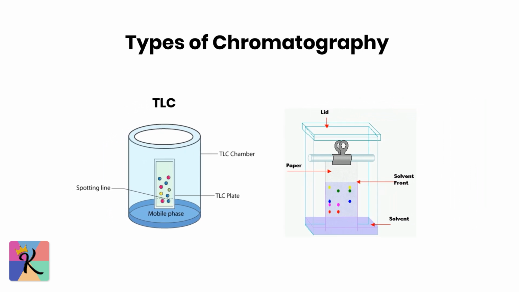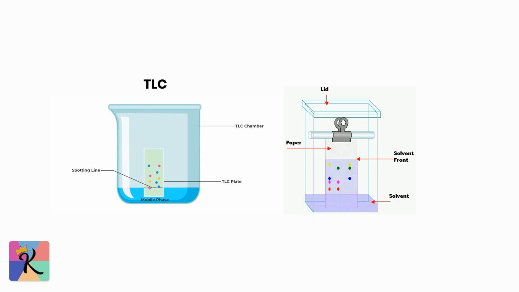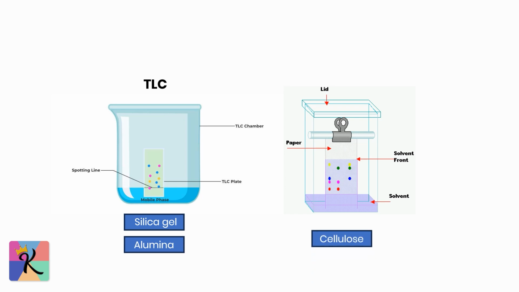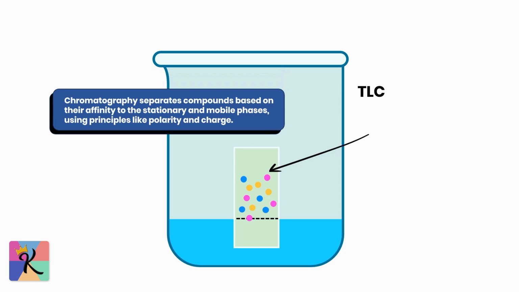So let's start with thin layer chromatography, or TLC, and paper chromatography. Thin layer chromatography uses a thin layer of silica gel or alumina as the stationary phase, while paper chromatography uses paper, typically made of cellulose. The sample is spotted onto the stationary phase and then placed upright in a solvent. The solvent moves up the plate or paper by capillary action, carrying the components of the sample with it. More nonpolar substances will travel further up, while polar substances will remain lower, adhering to the stationary phase.